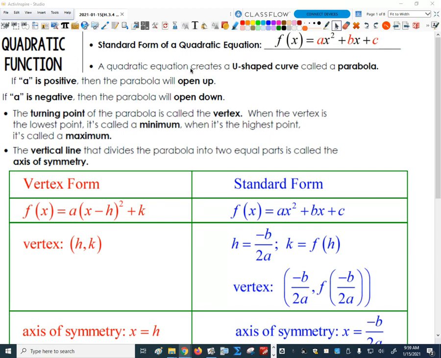Most recently, though, we've shifted over to standard form, okay, which is not as convenient for graphing, but it has some other big advantages. Okay, so standard form, f of x equals ax squared plus bx plus c, where now a, b, and c are our parameters. We kind of started talking about that the other day.